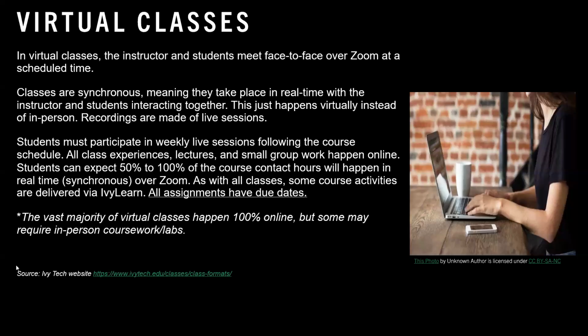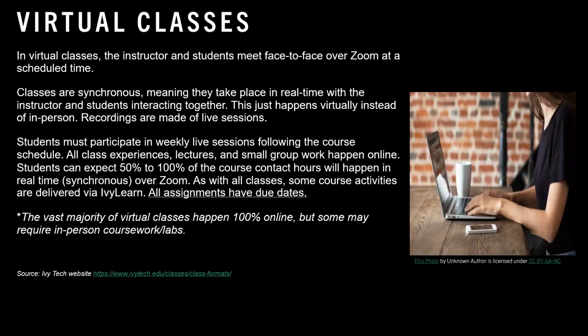First, a description of these types of courses. In virtual classes, the instructor and students meet face-to-face over Zoom at a scheduled time. Classes are synchronous, meaning they take place in real time with the instructor and students interacting together. This just happens virtually instead of in person. Recordings are made of live sessions.